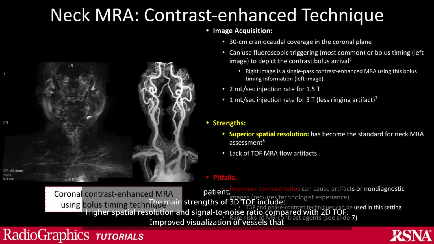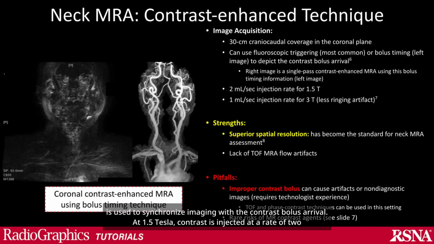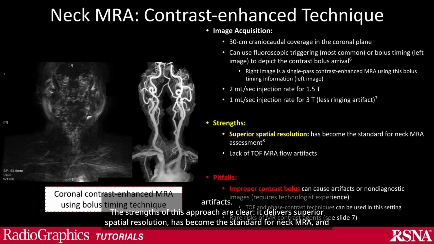In contrast-enhanced MRA, a 30-centimeter craniocaudal coverage is acquired in the coronal plane. Most often, fluoroscopic triggering or bolus timing is used to synchronize imaging with the contrast bolus arrival. At 1.5 Tesla, contrast is injected at a rate of 2 milliliters per second. At 3 Tesla, a lower rate of 1 milliliter per second is preferred, as it reduces ringing artifacts. The strengths of this approach are clear.